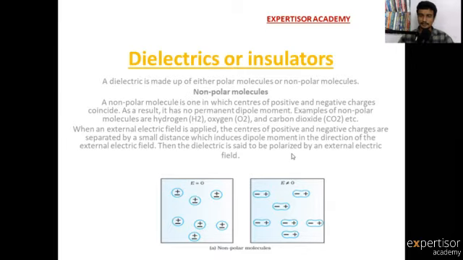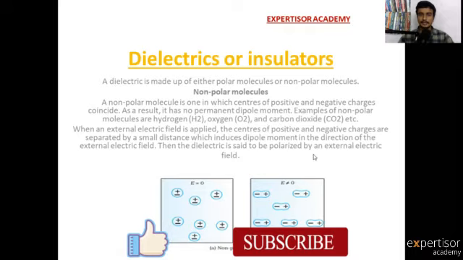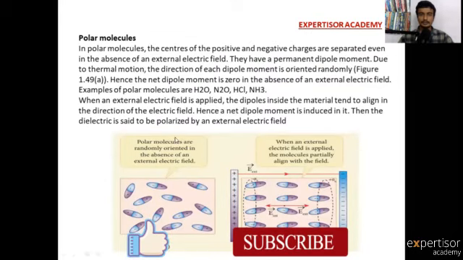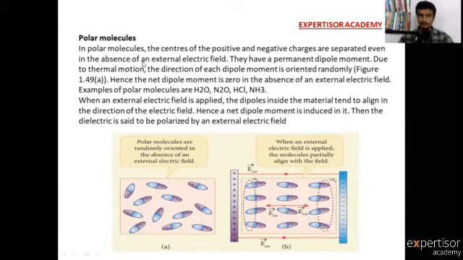So polarization means dipole moment per volume. That is the polarization, so those materials are polarized. This is the first type of dielectrics, the insulators, that is, non-polar molecules.